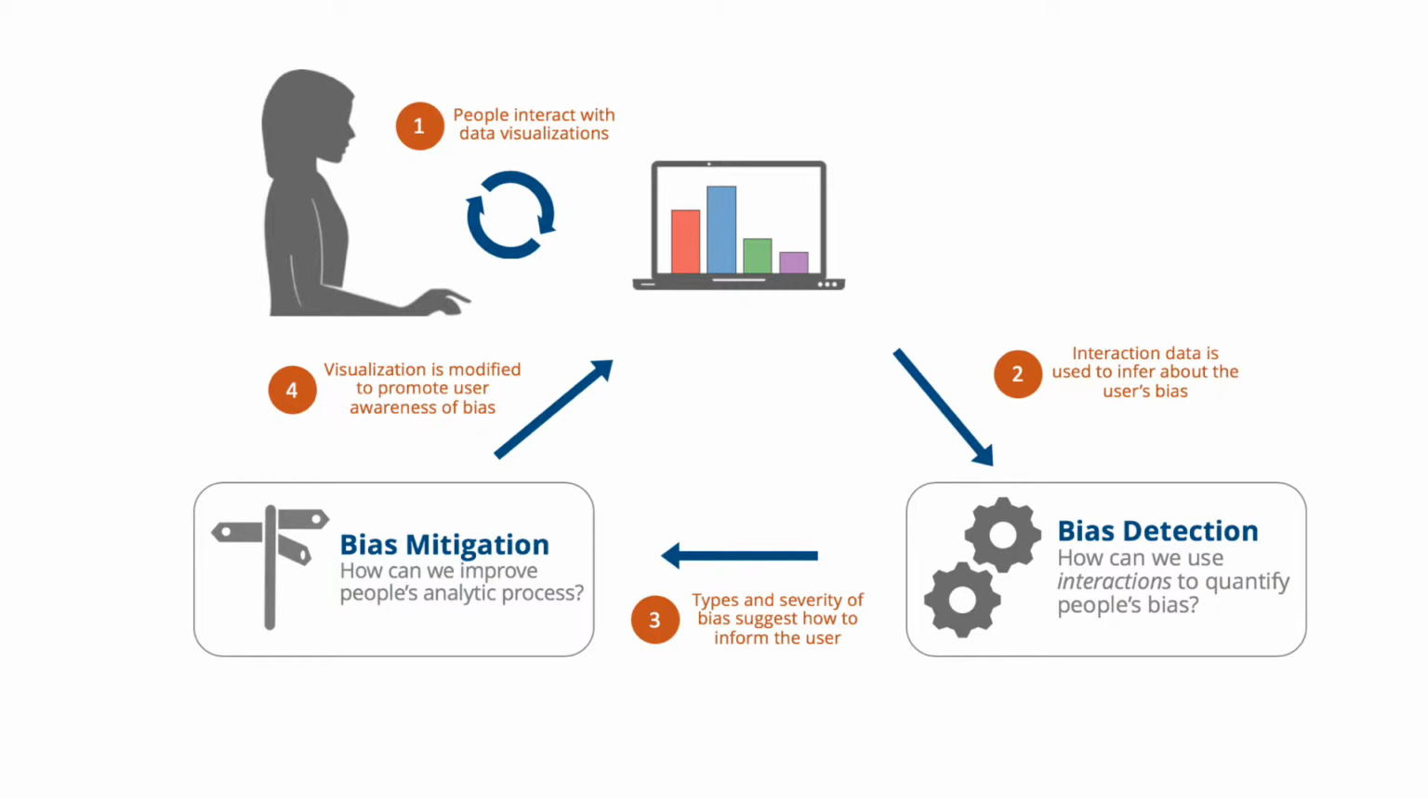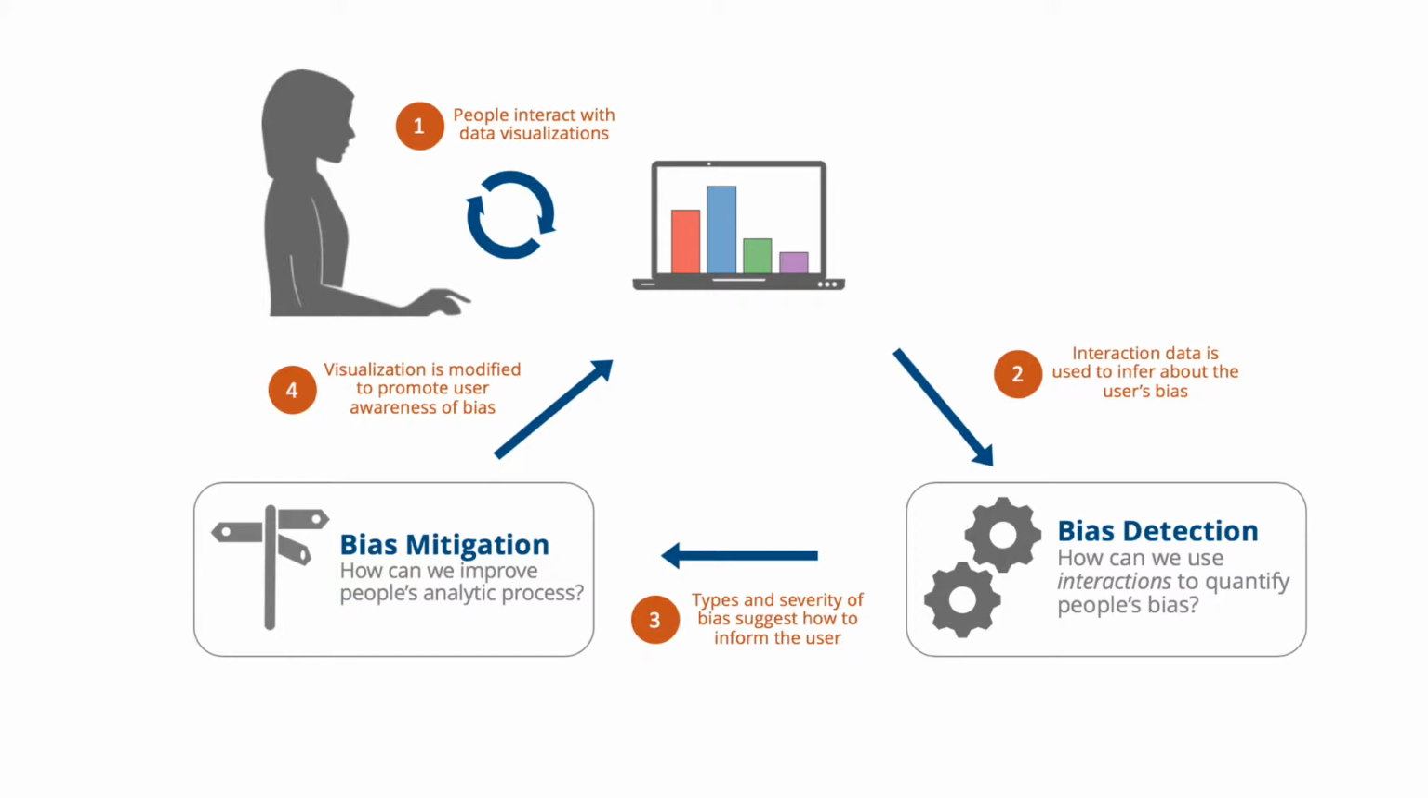People interact with data and visualizations by clicking, hovering, and so on. Their patterns of interactions with the data can reveal quite a bit about the user's thought process. Those interactions can be used as a rough approximation of the user's cognitive state to roughly detect or characterize aspects of their biases. And if we know how people are biased, the types and severities of those biases can suggest ways that we can inform users.